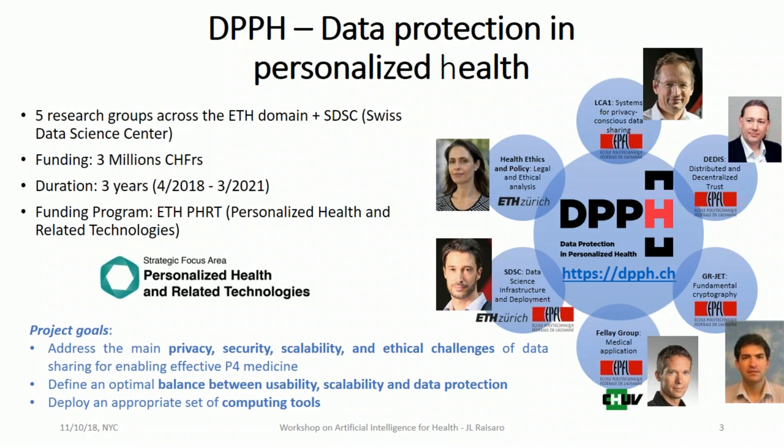In Switzerland, we have taken a kind of holistic approach where we combine experts from computer science, so applied cryptography and data science, with experts from ethics, and we have recently started a project called Data Protection in Personalized Health. It's a 3 year project whose goal is really to explore what we call privacy enhancing technologies that can be used to address privacy, security, scalability, and ethical challenges that are tied to the concept of personalized medicine. So the goal is really to define an optimal balance between usability, scalability, and data protection. And at the end of this project, we plan to come up with an appropriate set of computing tools, a real software that is able to perform data science in a privacy-preserving way.